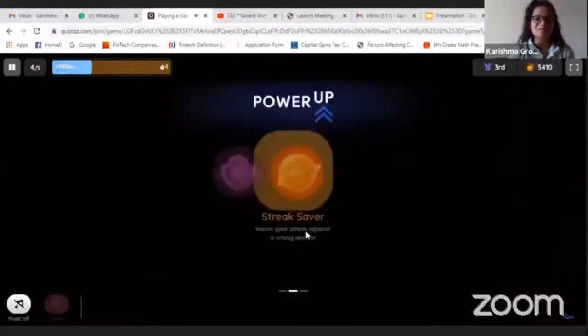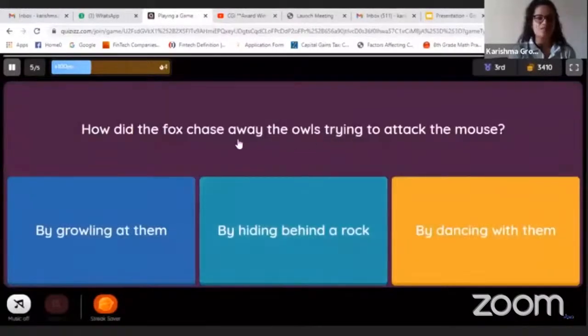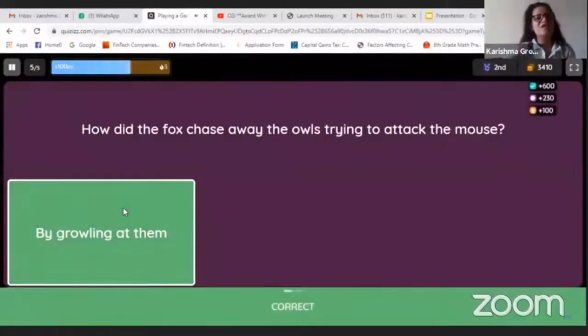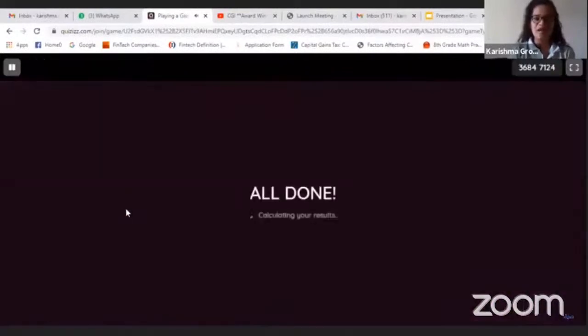Okay, let's move on. How were the owls trying to attack the mouse? By growling at them, by hiding behind a rock, or by dancing with them? Obviously by growling at them, right? Good job, everybody. Okay, so we are all done.